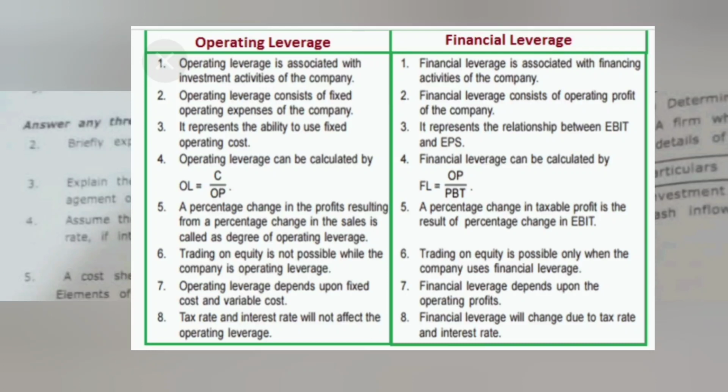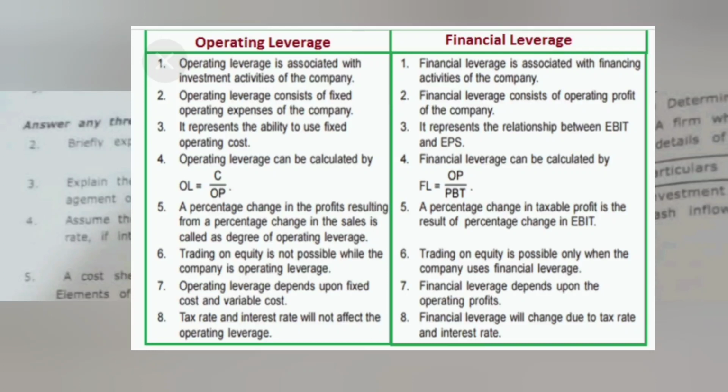the relationship between earnings before interest and tax and earnings per share. Operating leverage is calculated as C divided by OP, but financial leverage is calculated as OP divided by PBT. A percentage change in the profit resulting from a percentage change in the sales is called the degree of operating leverage. A percentage change in the taxable profit is the result of the percentage change in the EBIT.